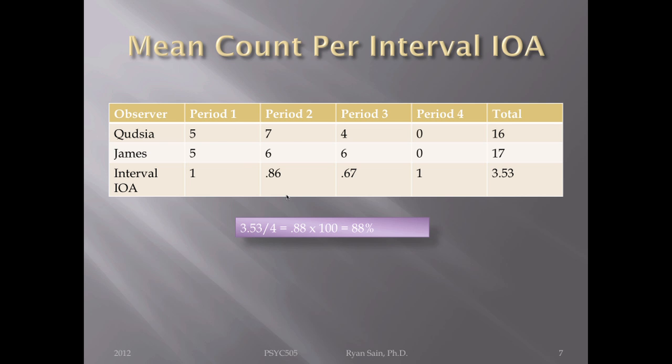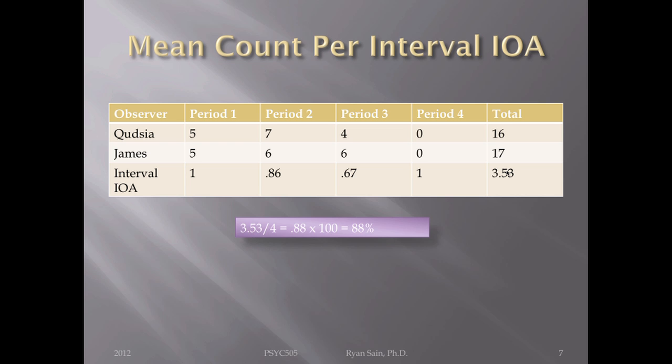This is, they agreed 80%. 6 divided by 7 is 86. 4 divided by 6 is 67. They agreed here, so that's 100%. 0 divided by 0. Then we add all those up, and we got 3.53. So what's the average of all those? 3.53 divided by 4 equals 88%. Not too bad. That's probably a little bit more accurate than the one above.